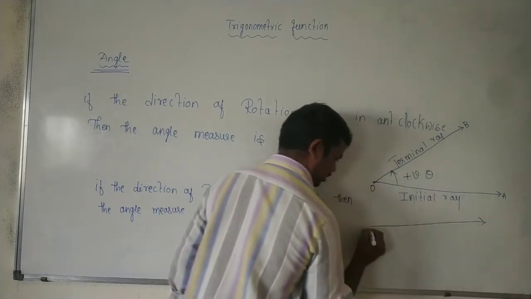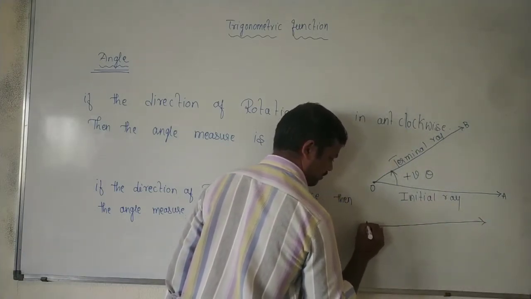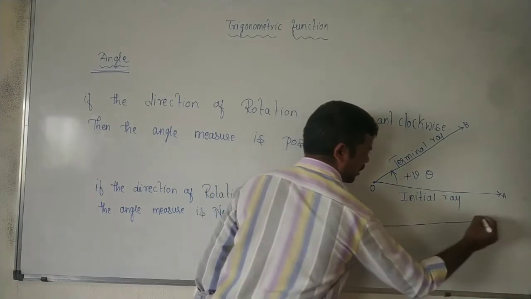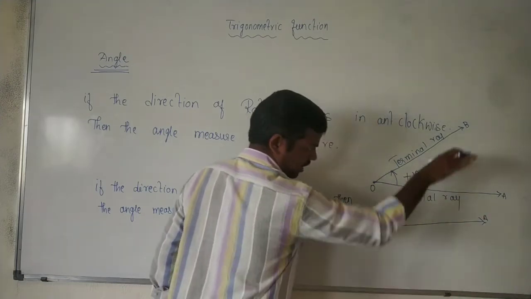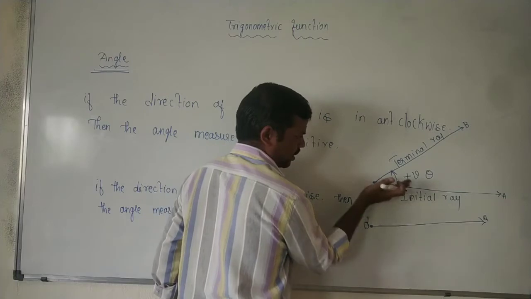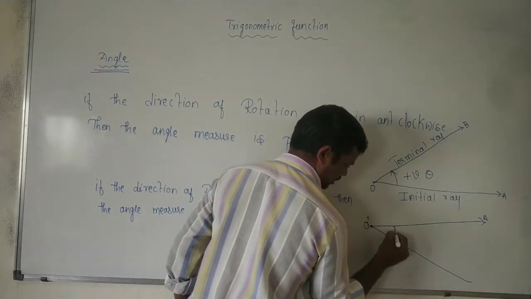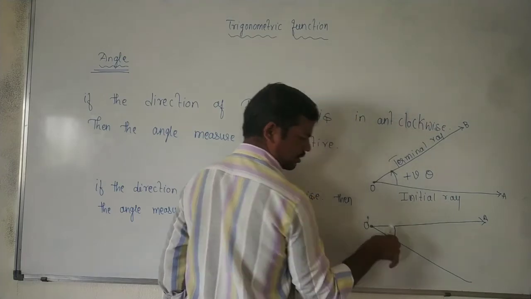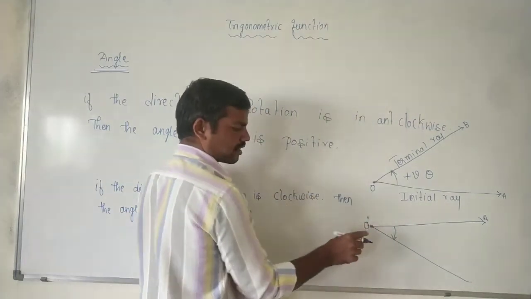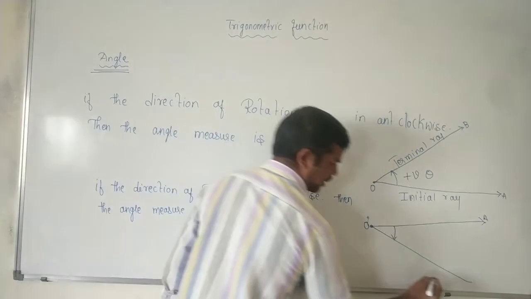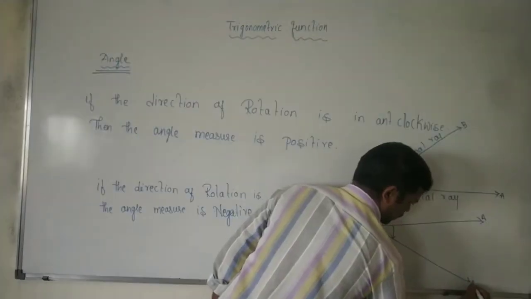So it is called an initial ray OA and we rotate like this. This is clockwise, this is anti-clockwise. So clockwise is this type of rotation. This direction shows the way of rotation. It is called the terminal ray OB.